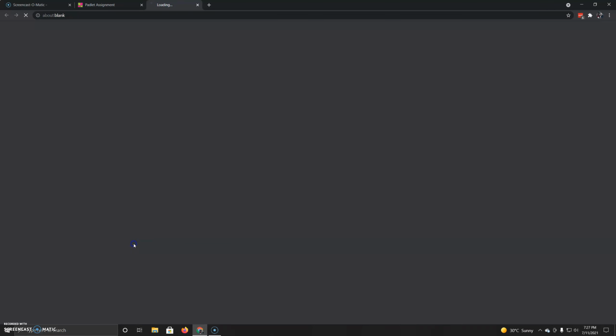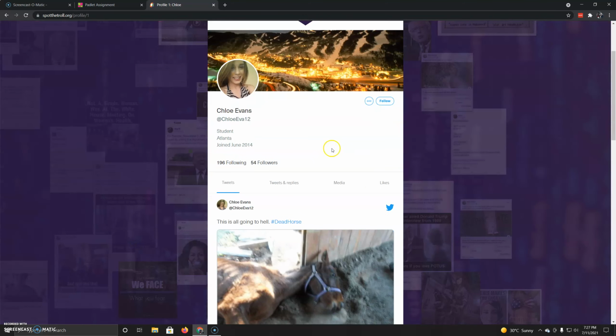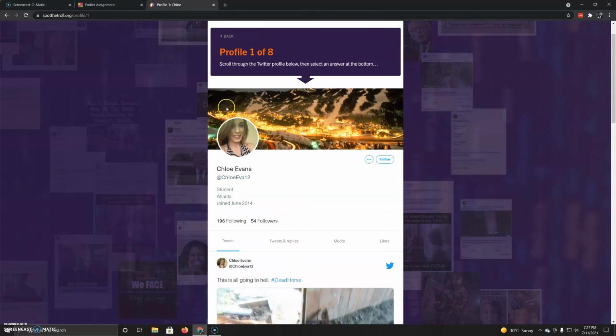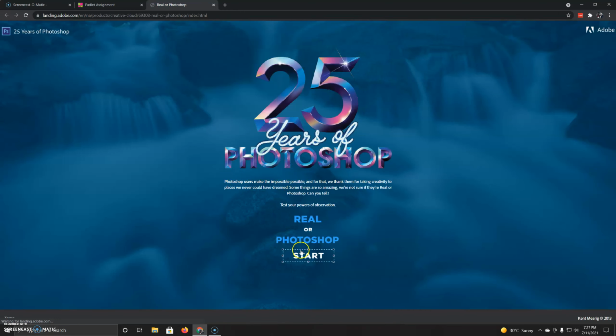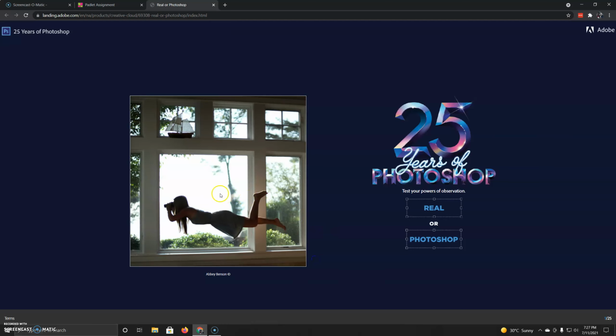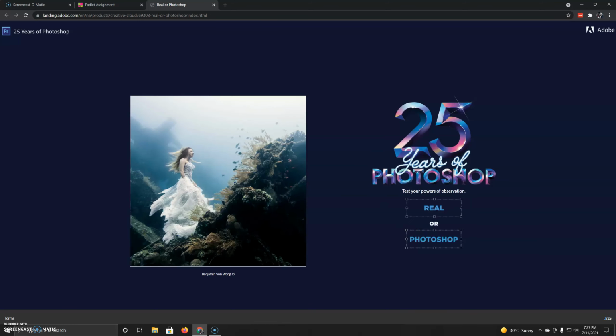We also have the game Spot the Troll, where you look at different profiles and determine if the profile is from a real person or if it is a troll, which is someone who's on the internet intentionally spreading disinformation. We also have the game Real or Photoshop, where you look at different images and decide if you think it's real or Photoshop, and it tells you if you are correct or not.